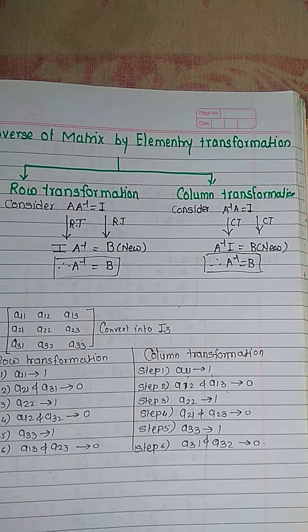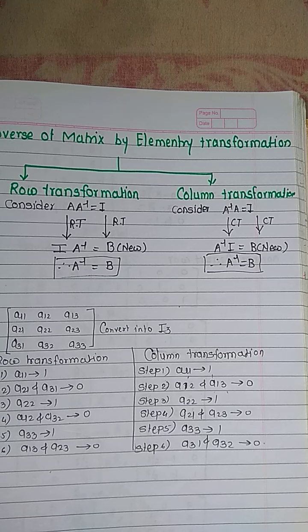If A is a square matrix of order m and if there exists another square matrix B of the same order such that AB equal to BA equal to I, then B is called the inverse of A, and it is denoted by A raised to minus 1.